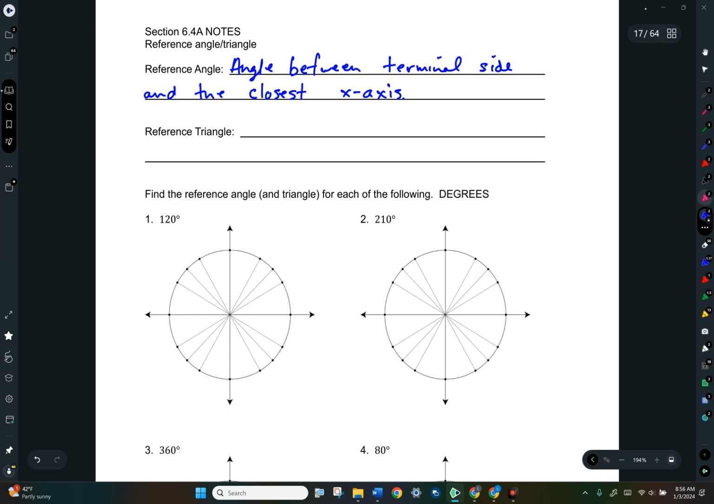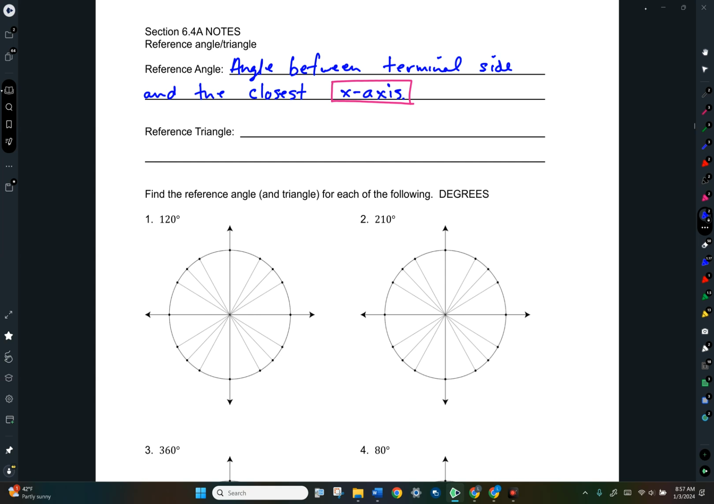Closest x-axis. And it's pretty significant to notice that it's the closest x-axis, because a lot of times people want to go to the closest axis, just any axis, but it's always the closest x-axis. So for example, look down here at number 1. It says find the reference angle and the reference triangle, which we'll come to in a minute, for each of the following. And for now, we're going to do them in degrees.